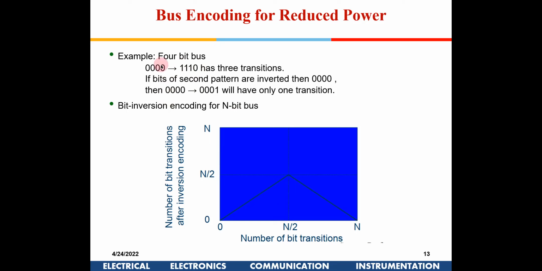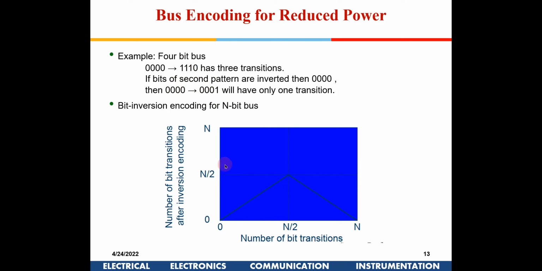If I send the data as it is, there is a possibility that there could be n flips. If I have 0 0 0 0 and I have 1 1 1 1 to be transmitted, then the total number of flips could be 4. But if I invert this data and send it, the maximum number of data changes will be n by 2. So is this graph understood by all of you?